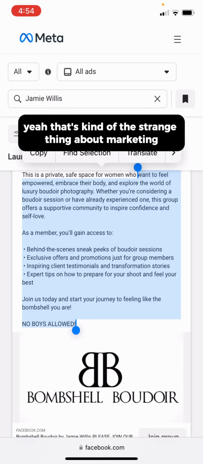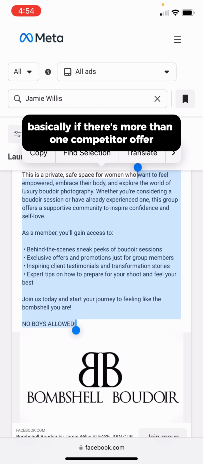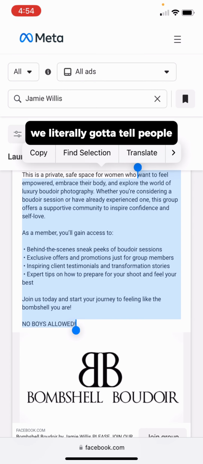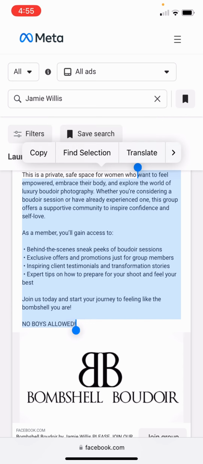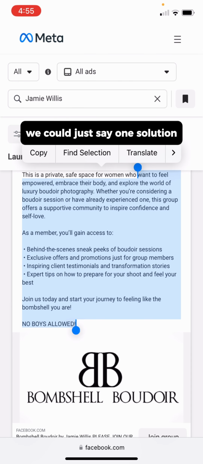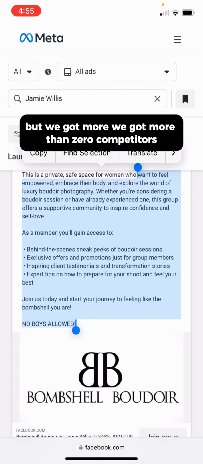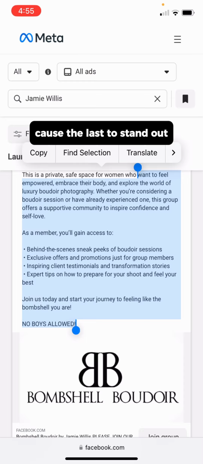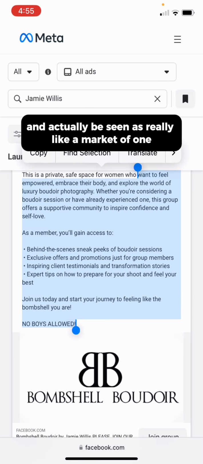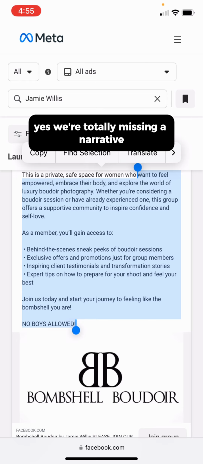It's the strange thing about marketing that if there's more than one competitor offer, we literally gotta tell people who our solution is specifically for. Now, if there's no competitors, we could just say, want solution, here is solution in our ad, but we got more than 0 competitors, so that's why we gotta get specific, because it allows us to stand out and be seen as a market of one, their only option. So that 1-2 punch really helps with it. Yes, we're totally missing a narrative.